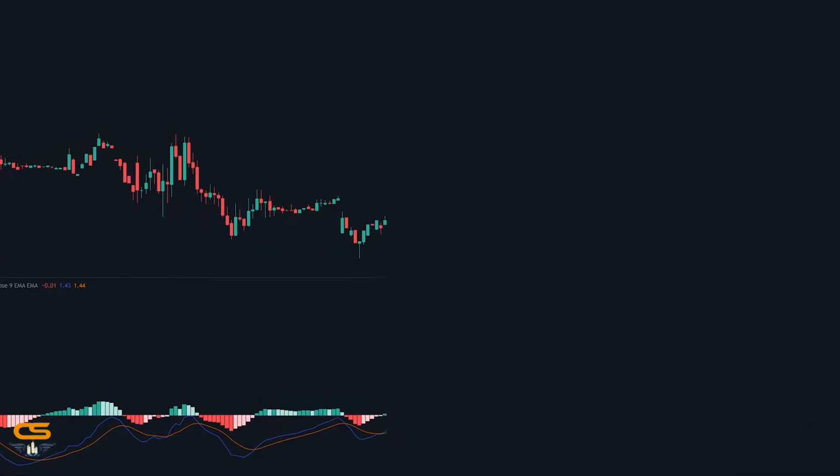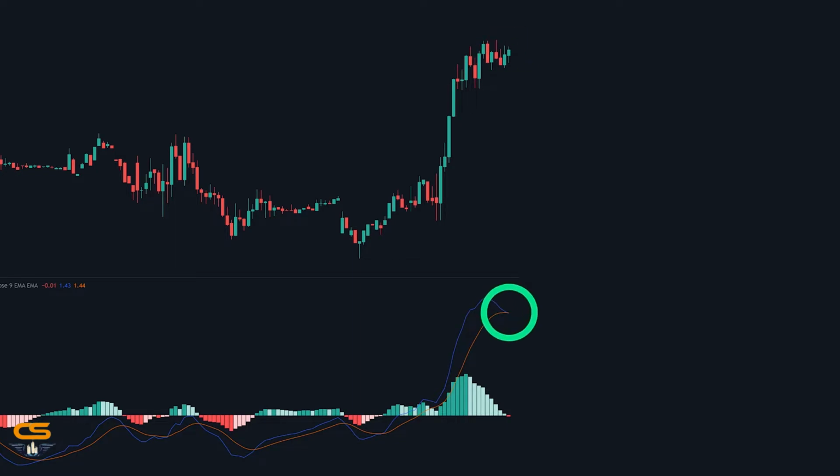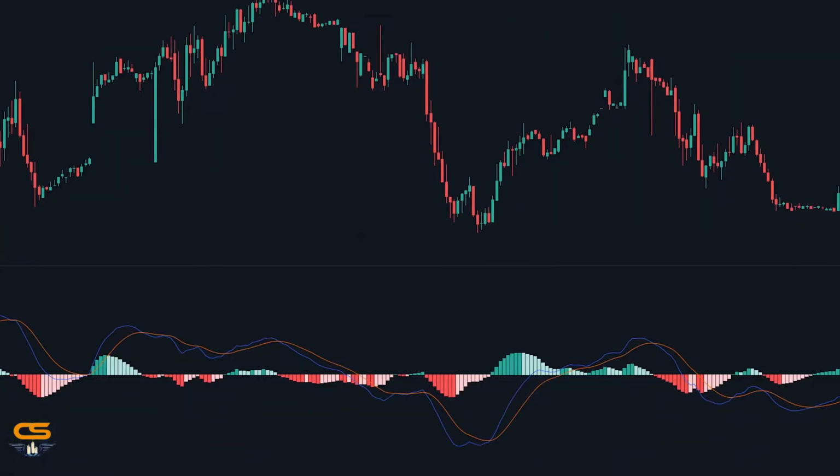So as an example, you would have bought here because the MACD line crosses above the signal line, and you would have sold here because the MACD line crosses below the signal line. You can also do the same strategy for shorting, just do the complete opposite.